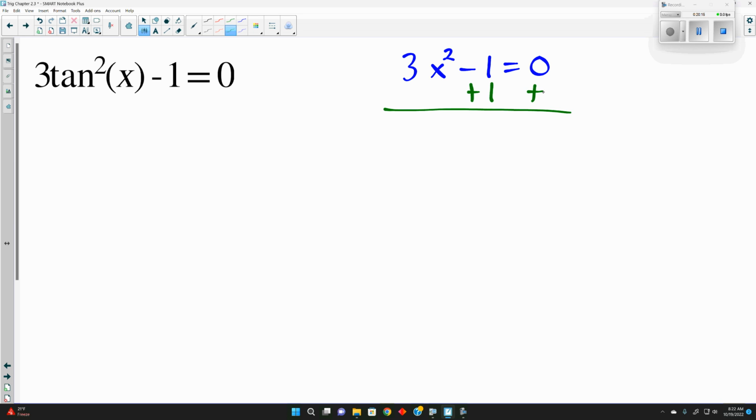which would mean we would add 1 to both sides, telling us that we have 3x squared is equal to 1. And then we could divide by 3, telling us that x squared is equal to 1/3. And now that we have x squared by itself, we could square root both sides.